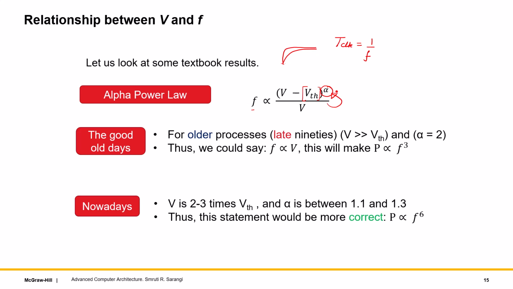So if the frequency is roughly proportional to the voltage, since power is C V squared F, you can say that power is proportional to the frequency cubed, which basically means that if you double the frequency, then the power becomes 8 times. This is still used as a rule of thumb. It's not the case that it's not used. But this is again indicative and suggestive. It's not a hard-cut formula.